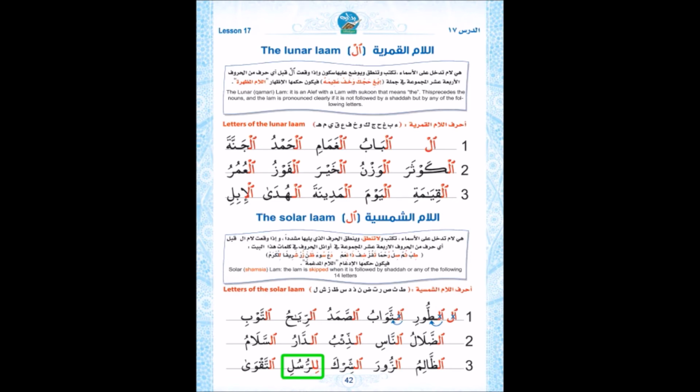We have over 90 words for practice, 45 lunar, 45 solar, that the student can practice reading and writing. And we have the instructor's manual for more tips, objectives, and exceptions if necessary.